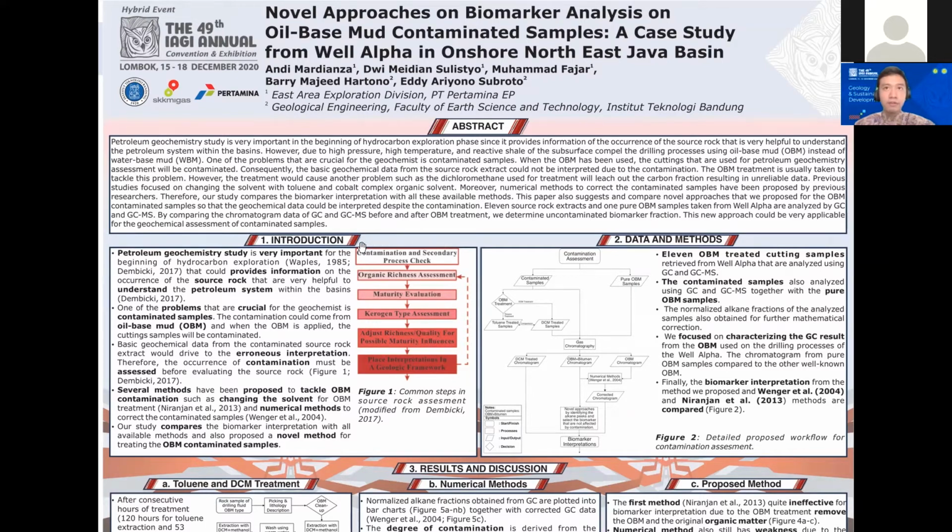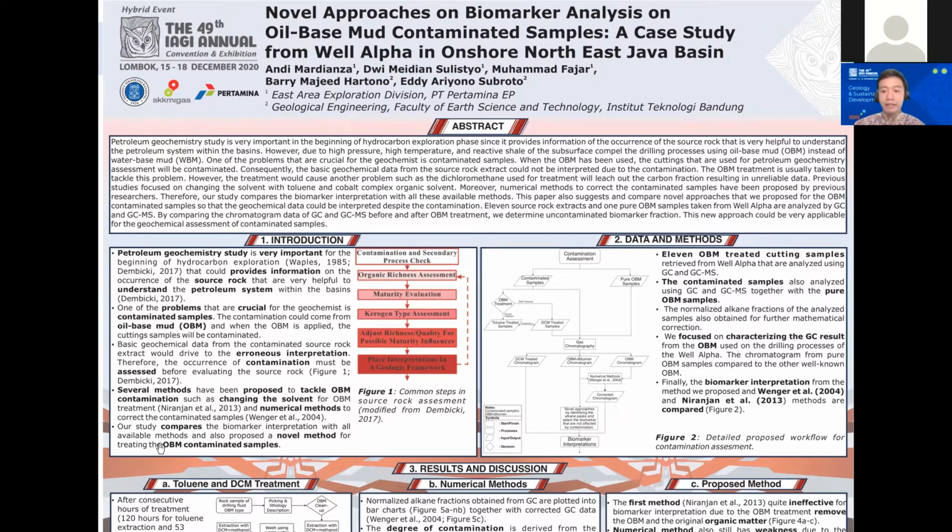There is a lot of research before this that has proposed several methods to tackle OBM contamination, such as changing the solvent for OBM treatment, according to Niranjan et al. 2013, and numerical methods to correct the contaminated samples, according to Wenger et al. 2004. Our study also compares and proposes the biomarker interpretation with all available methods, and also proposes a novel method for treating the OBM contaminated sample.